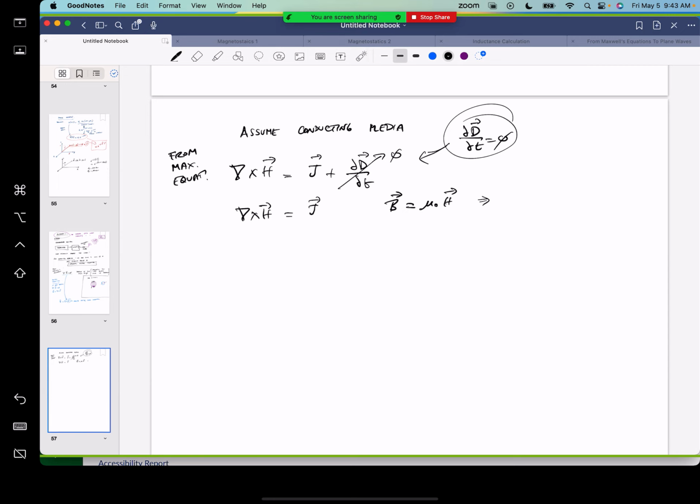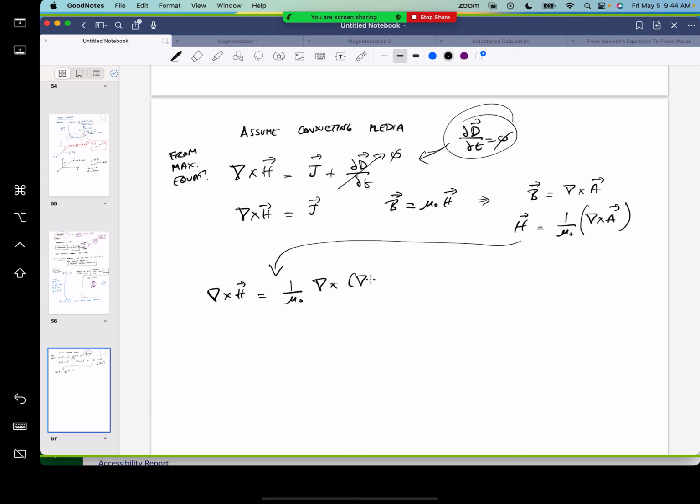And so we're saying that B is curl of A. So that means that H is 1 over mu naught curl of A. Now, if I take the curl of both sides of that, I end up with curl of H. This is all sort of vector math, is 1 over mu naught curl of A. And this whole thing is equal to J, which is the current density.